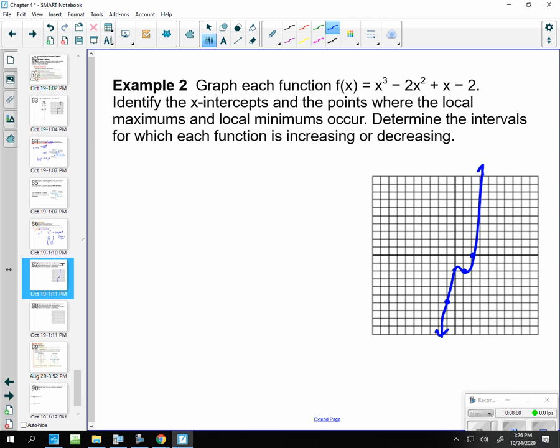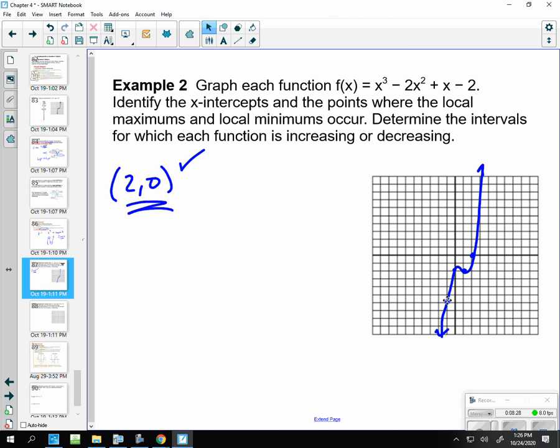Now, when is it crossing the x-axis? Well, I saw that it was crossing at (2, 0). So when I ask for the x-intercept, that's what I'm looking for: where does it cross the x-axis? And this one's nice, and not all of them are going to be nice. I'm going to be honest with you, the one on the test is pretty rough. Now, I want to know local maximums, local minimums, and then determine my intervals.